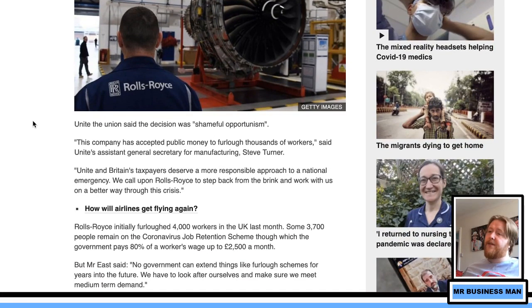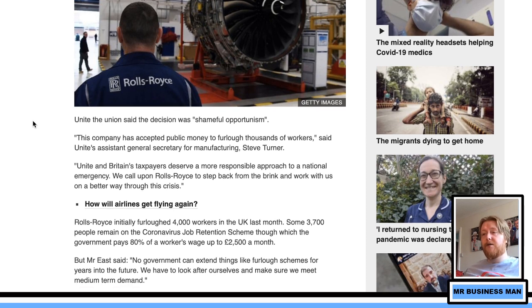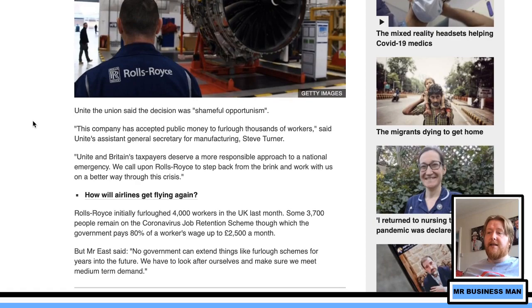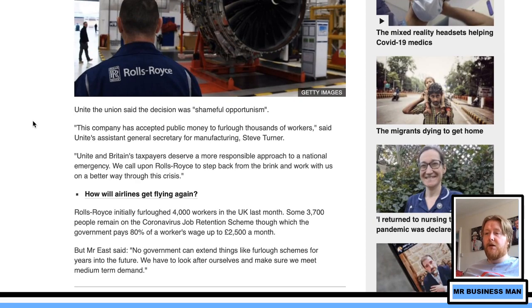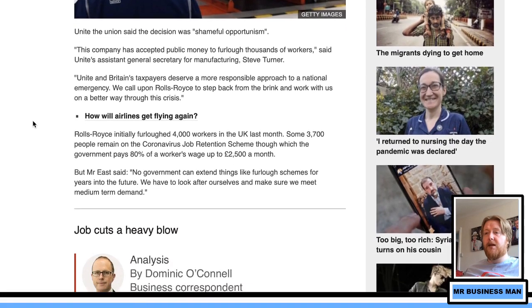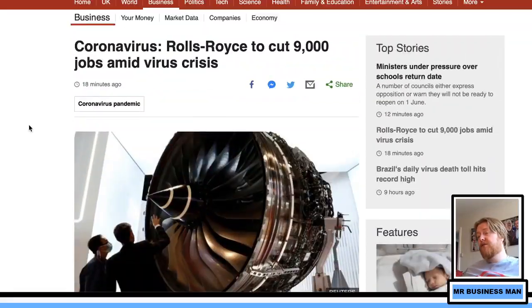It's difficult. He said they furloughed 4,000 workers in the UK last month. Some 3,700 people remain on the coronavirus job retention scheme, through which the government pays 80% of a worker's wage. No government can extend these furlough schemes for years into the future. We have to look at ourselves and make sure that we meet medium-term demand. And that's the reality of the situation, isn't it? And this is what people have to be ready for.